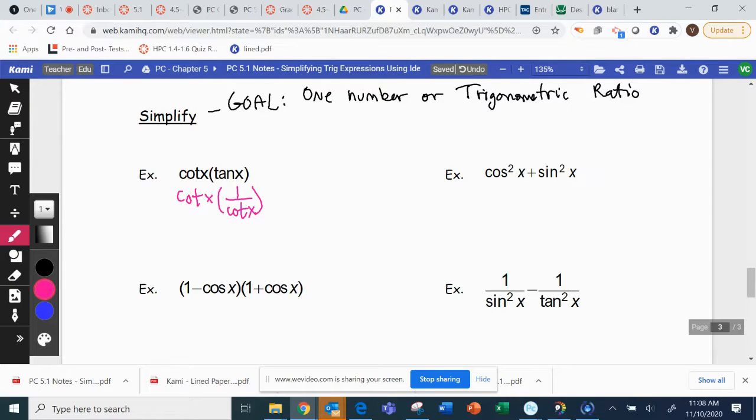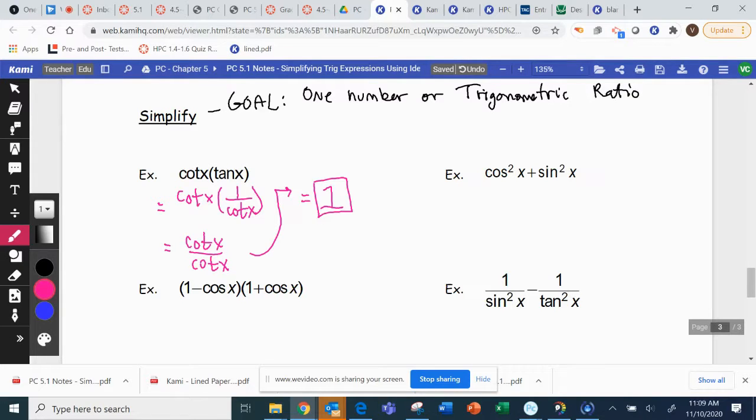So I'm allowed to substitute those because they are equal to each other. And if we substitute those, now we can multiply them together and have cotangent x over cotangent x. And if we divide cotangent x over cotangent x, we get 1. And that is one number or one trigonometric ratio. That is 1.